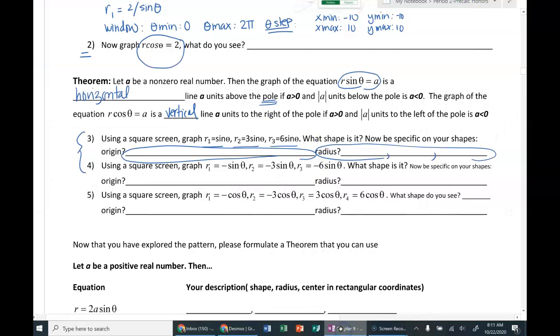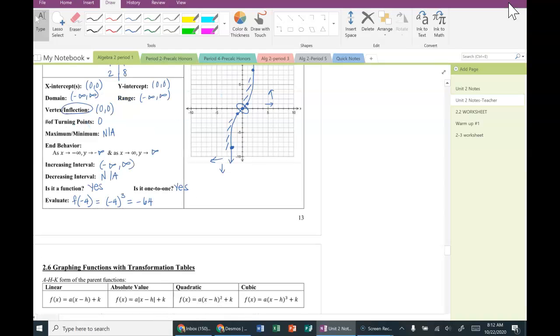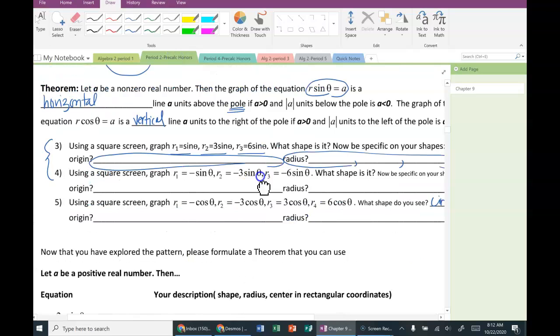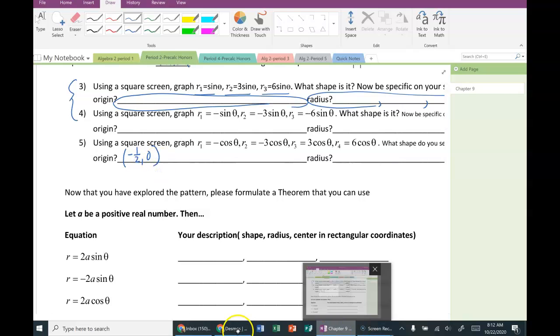So we want to be descriptive with that. So these are all circles, and the origin for each one is different. Would you agree? There you go. Okay, so the circle, the first one, the origin, we're going to write that here. It was negative half, comma 0. But let's verify that really quickly.